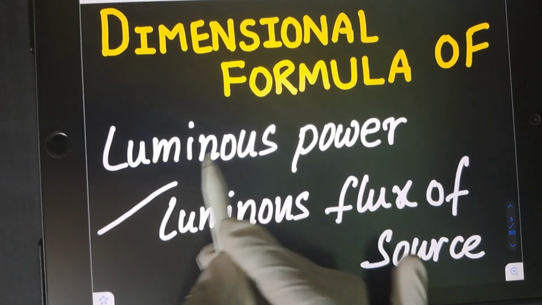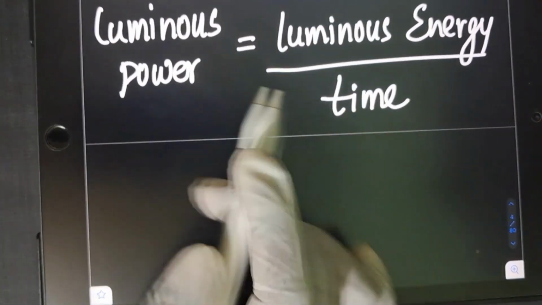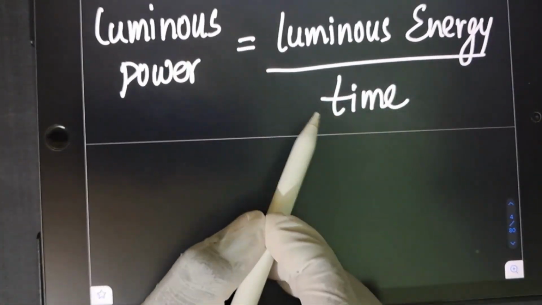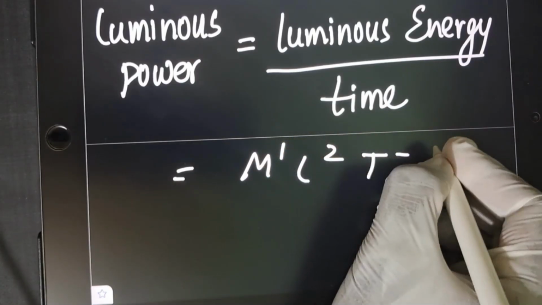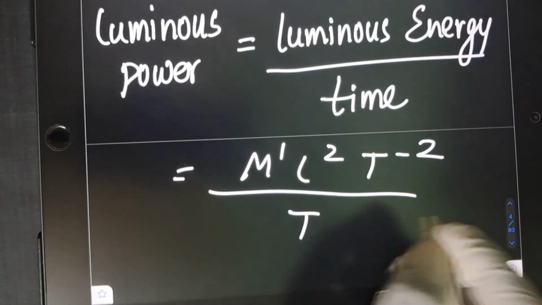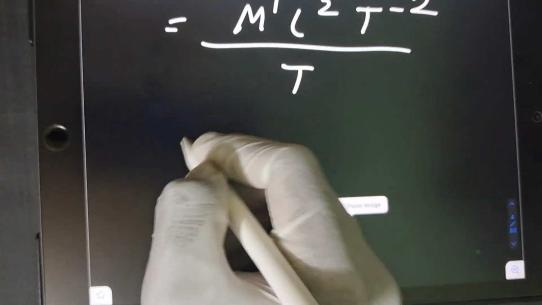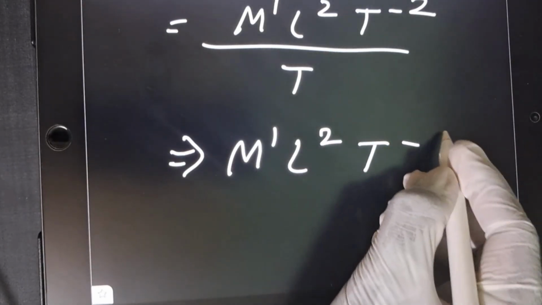To find the dimensional formula of luminous power, the luminous flux of a source. The formula is luminous energy by time. We must know the dimensional formula of energy here, M¹ L² T⁻², by time T. On reciprocal of time T, we get M¹ L² T⁻³.